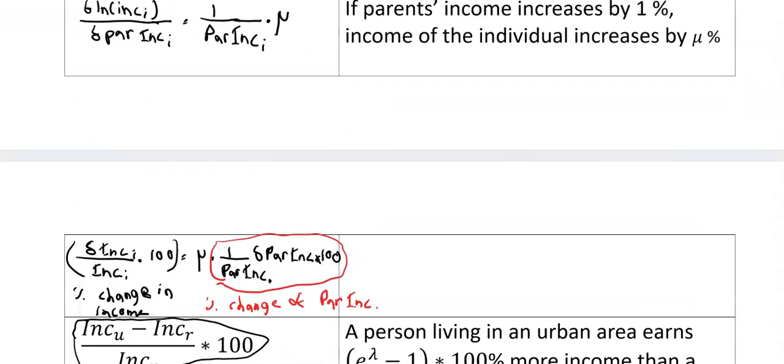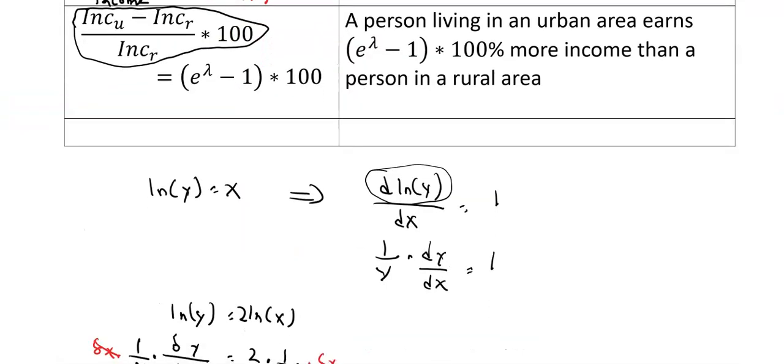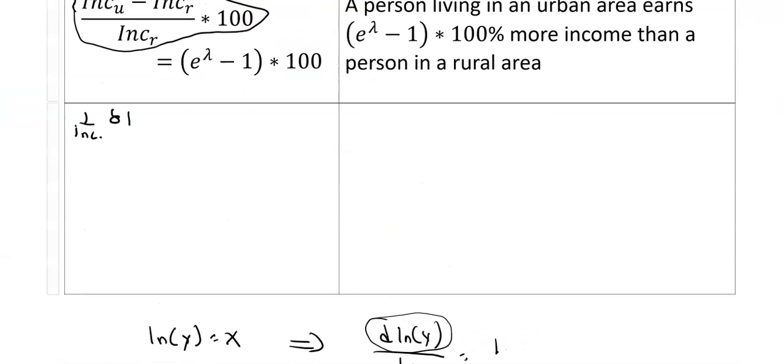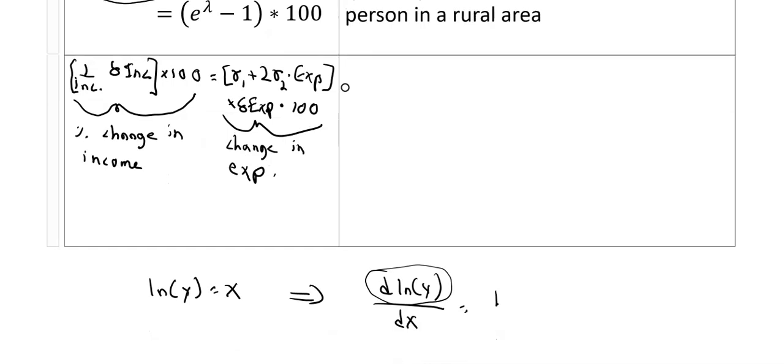Now, finally, we have our form with the quadratic equation. This shape will be very similar to what we have done with the case of education. So what we will have here is 1 over income, delta income, times 100 equals times delta experience times 100. This side is my percentage change in income, and this is just the change in experience. We would have to fix experience to a certain value.